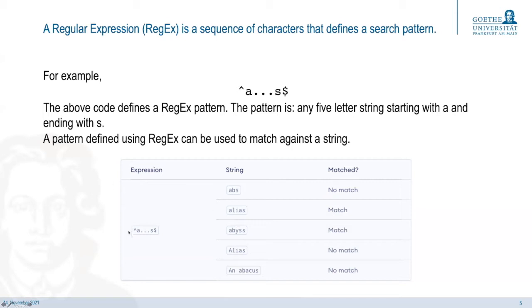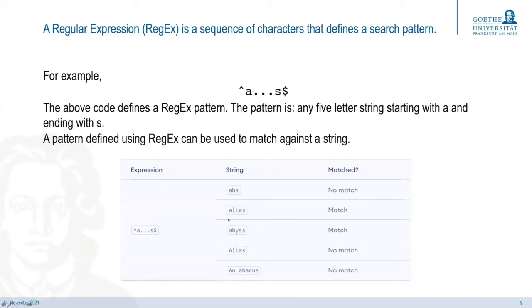So let us see some examples. We have our expression and several strings, and we are going to test if these strings yield a match or not. The first example, the string ABS, yields no match because it is not a 5-letter string or 5-character string. It begins with an A and it ends with an S, but it's only 3 characters long.